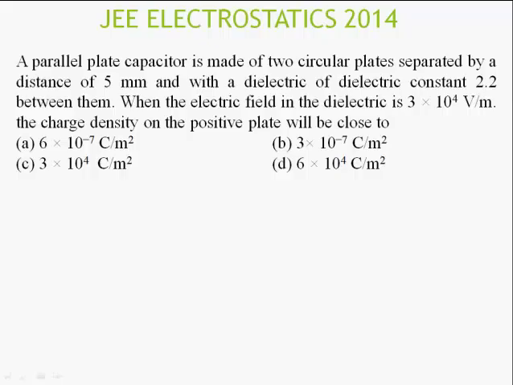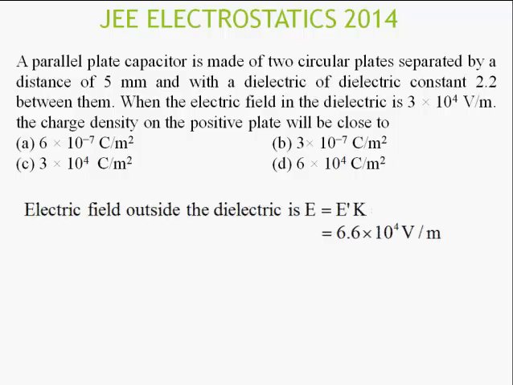Now we go to the 2014 question. He has given the distance of 5 millimeter in a capacitor, dielectric constant 2.2, and he has given the electric field inside the dielectric as 3 into 10 to the power 4. You should know that if the electric field outside is E, then within the dielectric it is E upon K, where K is the dielectric constant. Here he has given you the electric field inside the dielectric, so the outside field will be 2.2 times this. So first of all, we try to find the electric field outside the dielectric. This comes out to be 6.6 into 10 to the power 4.